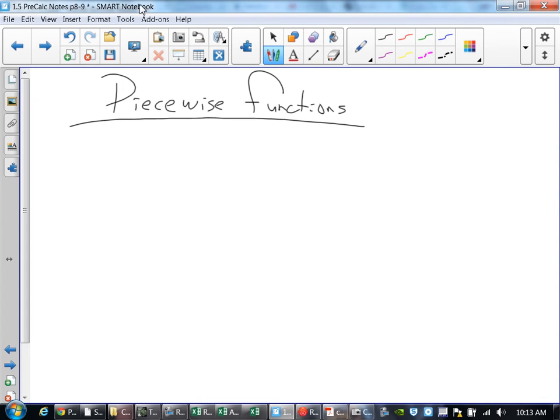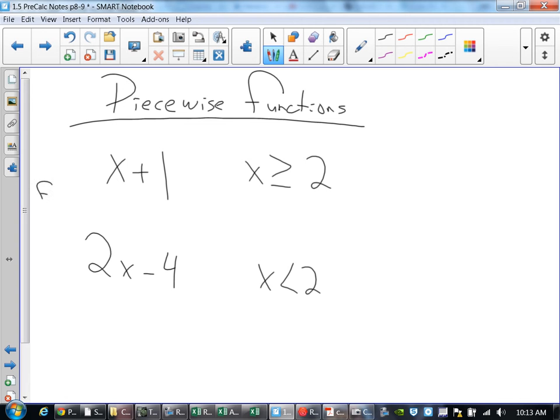You can have multiple graphs on the same, let's make it easy, x plus 1 and 2x minus 4. And these two graphs will be restricted by a domain, which means we're going to be restricted by some values of x. So for example, this graph will work when x is greater than or equal to 2, and this graph will work when x is less than 2. So you have f of x equal to two different functions, depending upon the domain.